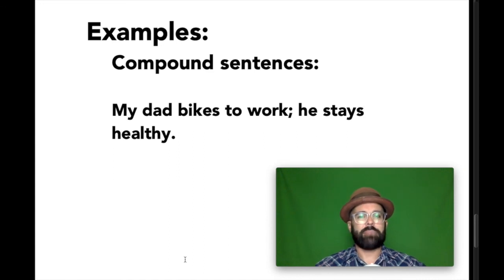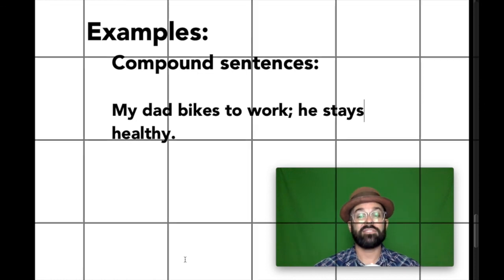So in this example, my dad bikes to work; he stays healthy. These two ideas separately could have different implications, but by joining them with the semicolon, I'm saying that they are related. I'm saying that he stays healthy because he bikes to work, that there is a correlation there. There is a relationship between those two things, and that's what the semicolon does. If it was just a period, you might think that they were two different unrelated things, and I'm just giving you a list of things about my dad. But by putting the semicolon there, I am showing that they are related to each other, that they're connected in some way. Okay? I hope that made things a little clearer for you.